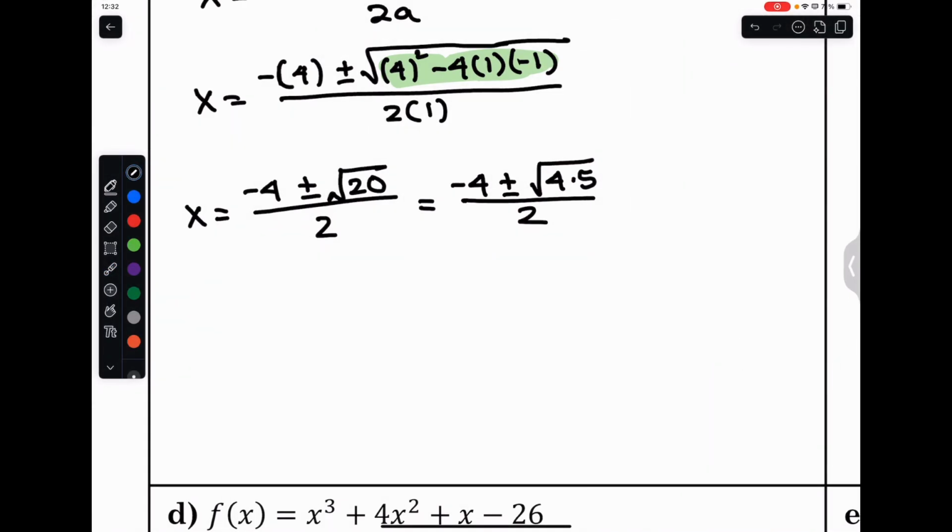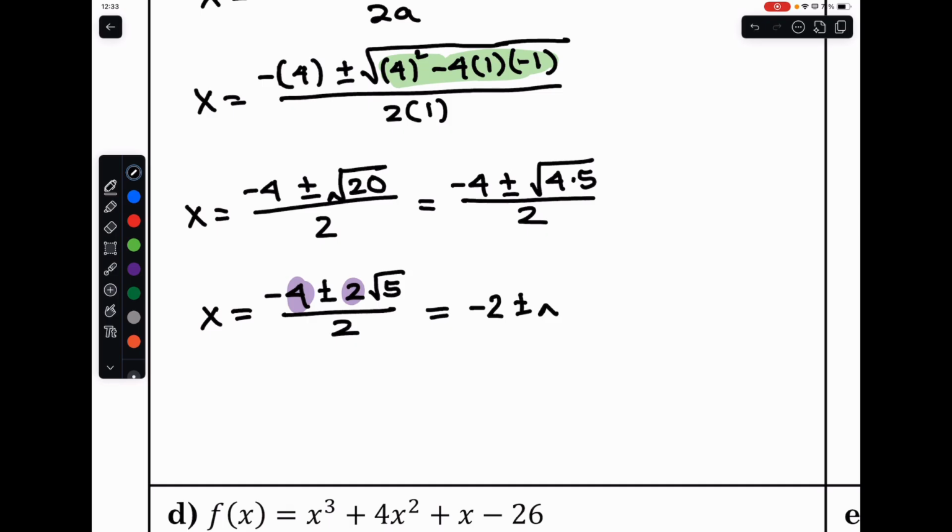So if I write the square root of 4 as 2, I end up with 2 times the square root of 5 divided by 2. And now both of these values are divisible by 2. Awesome. So I can divide this and this by 2, which reduces this to negative 2 plus or minus 1 times the square root of 5. And of course over 1, because I'm reducing this also by 2, so my denominator will be 1. So here are my two irrational values.